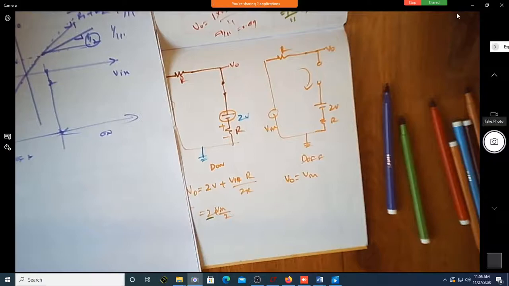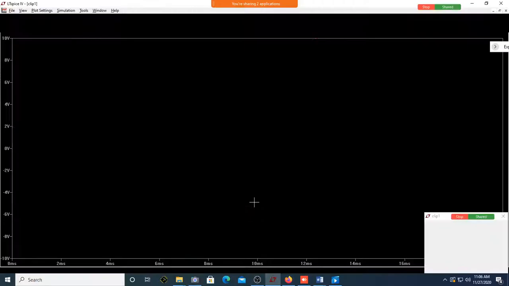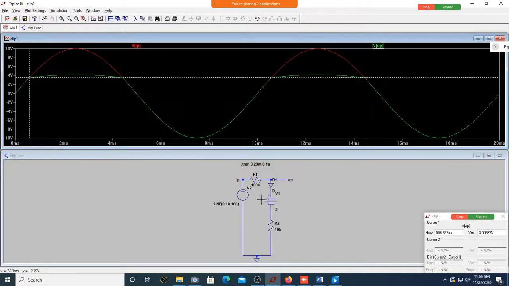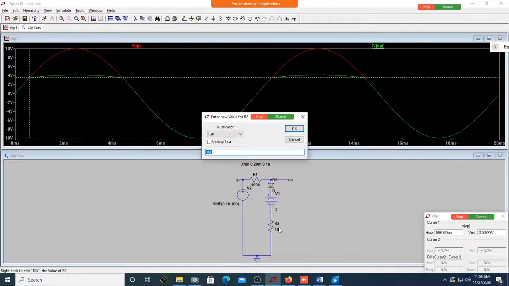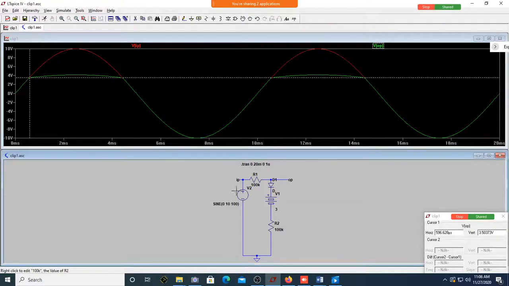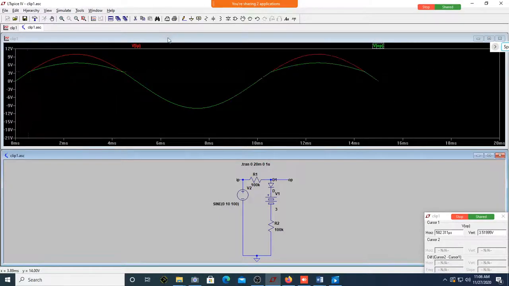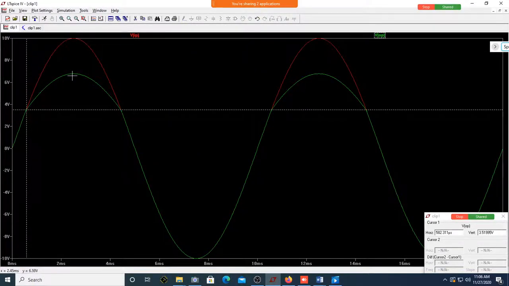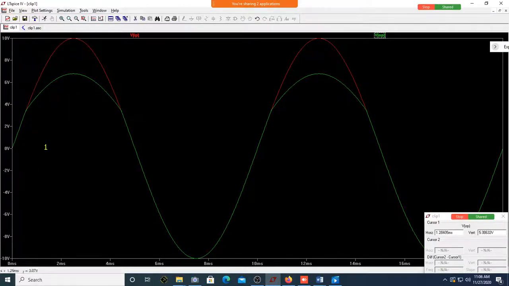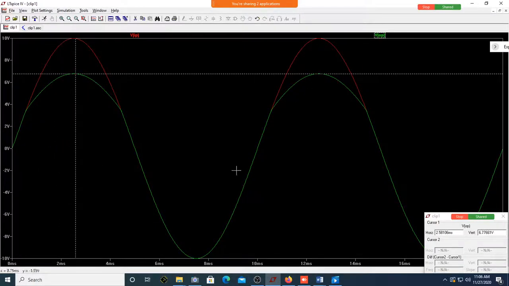It's equal. I'll make the resistance the same. Same means I should make it 100k. Can you see now? Is it exactly half of it? So it is 3.7 plus half of 5. Half of 10 is 5. So it should be 8.7. You can just go there and see the top. Is it 8.7? So it's not 8.7.